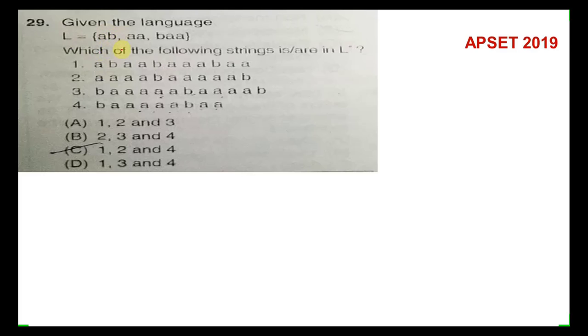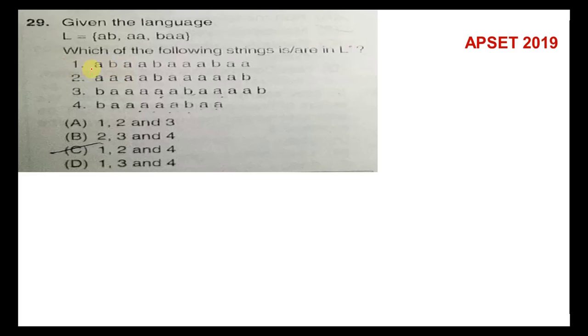See the next question, question number 29. Given the language L equal to {AB, AA, BAA}, which of the following strings are in L star? We have to find the valid strings from the given language L. The language contains three strings: AB, AA, and BAA.